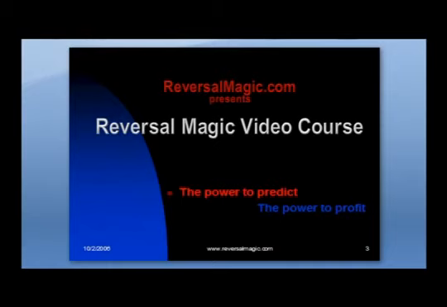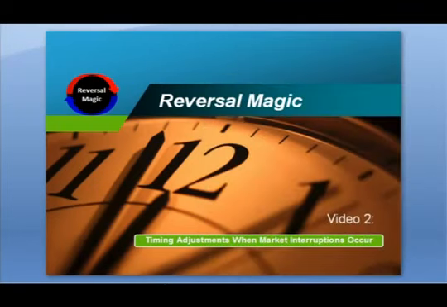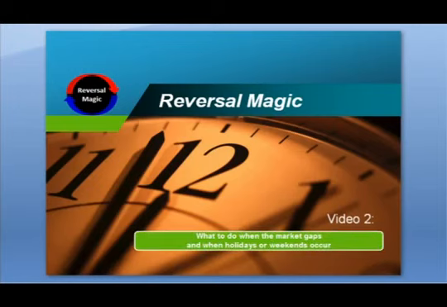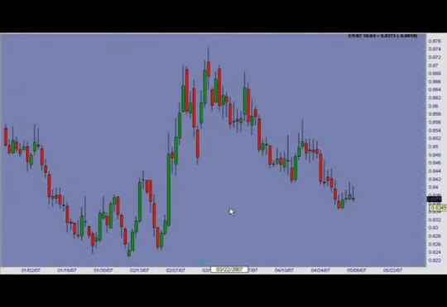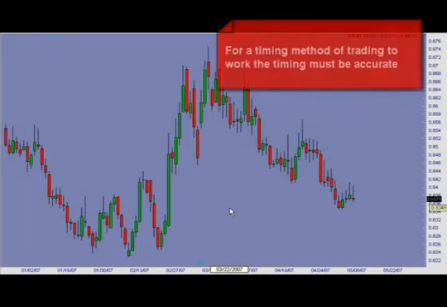This is Reversal Magic video number 2: timing adjustments when market interruptions occur, or what to do when the market gaps and when holidays or weekends occur. As we saw in the previous DVD, Reversal Magic is an extremely powerful tool for trading. But it is a timing method of trading, and therefore the timing must be accurate.